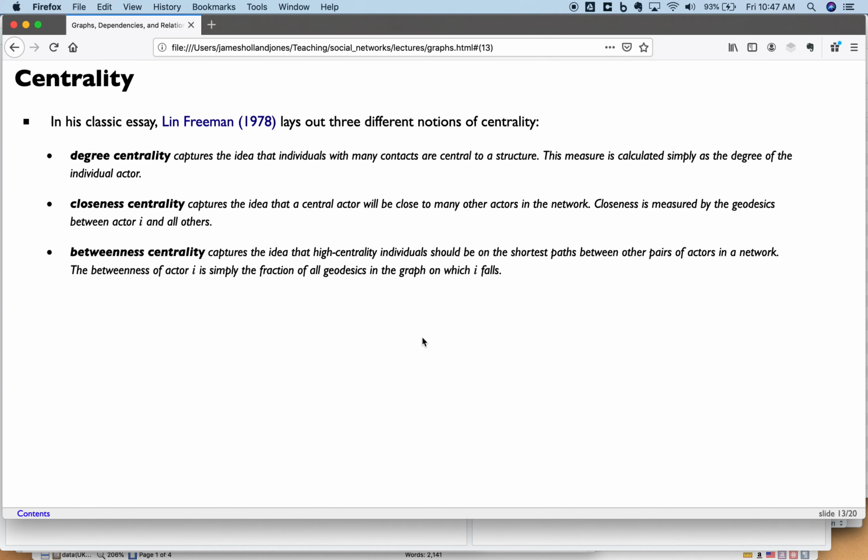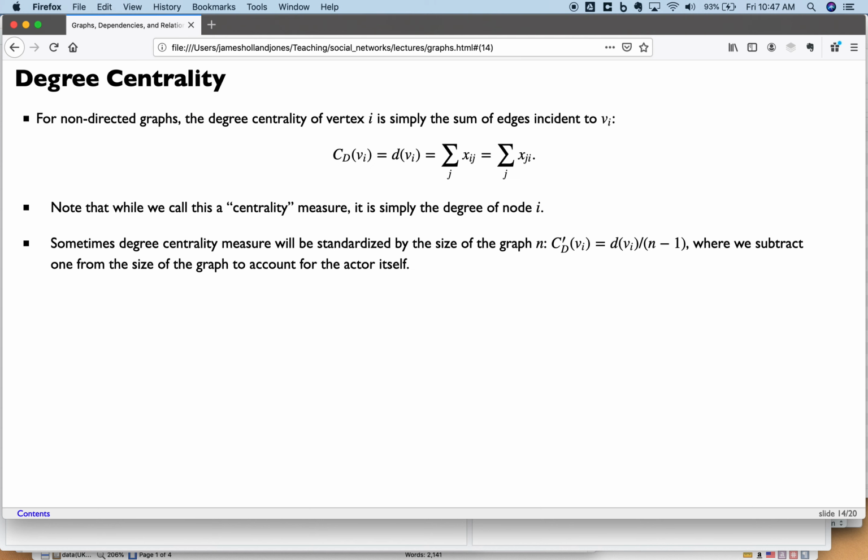So let's look briefly at the calculation of these things. For non-directed graphs, the degree centrality of vertex i is simply the sum of all the edges that are incident to vertex i. So we can indicate degree centrality as C_d, the centrality of degree, of vertex i. It's just the degree of vertex i, which is just the sum across all j not equal to i of edges that are incident to vertex i. Note that while we call this a centrality measure, it's simply the degree of node i.